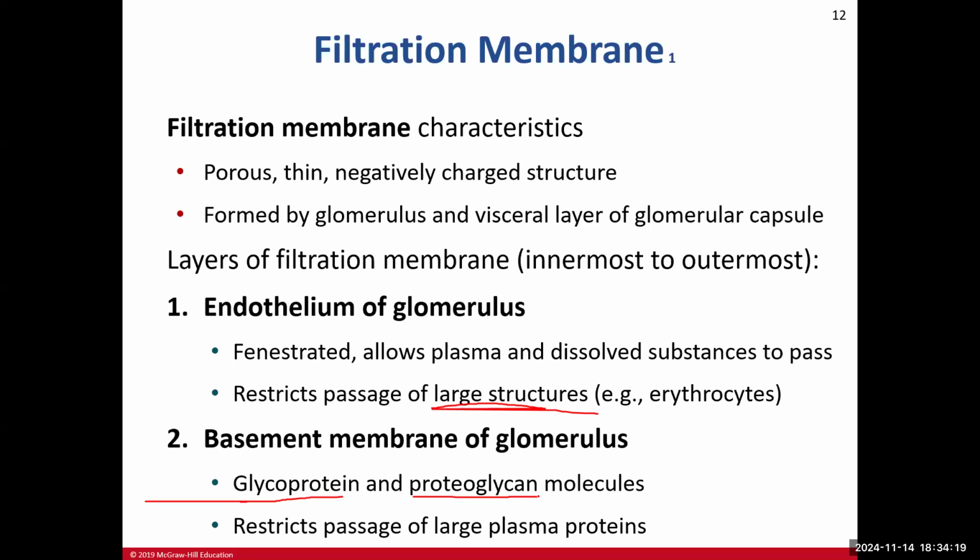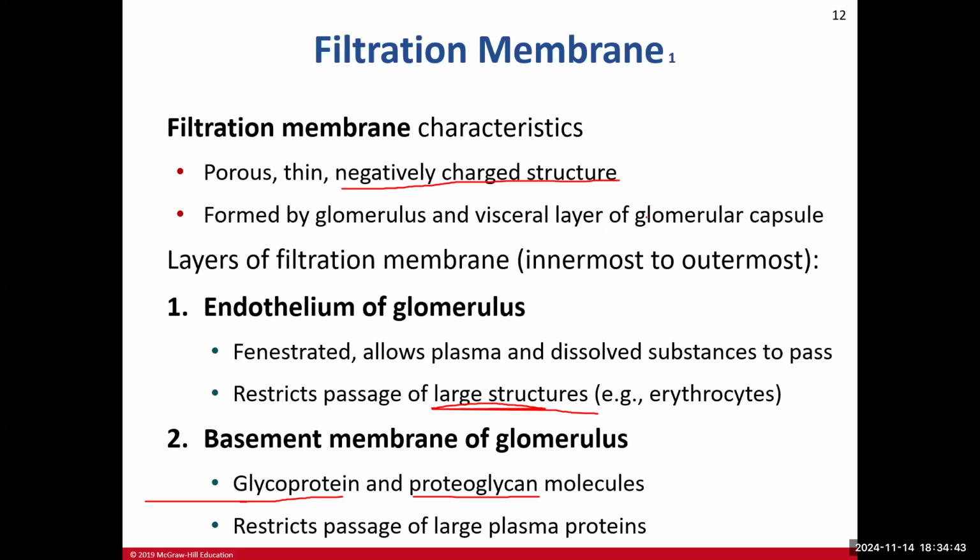So these are negatively charged, and that brings us to this part, a negatively charged structure. Because if something is negatively charged and it comes in contact with these negatively charged molecules, what's going to happen? They're going to repel from each other. Yep, remember? Opposites attract, but likes repel.